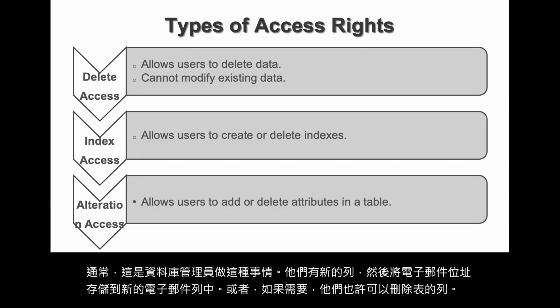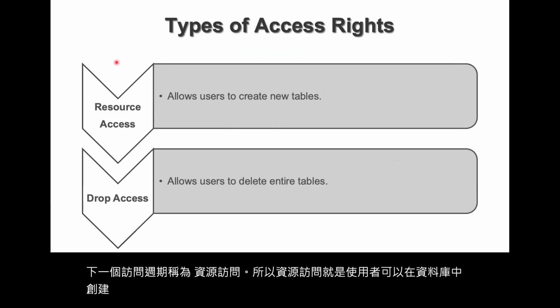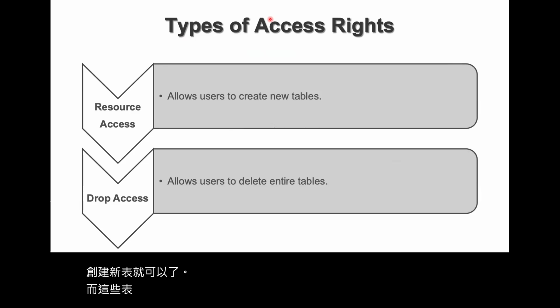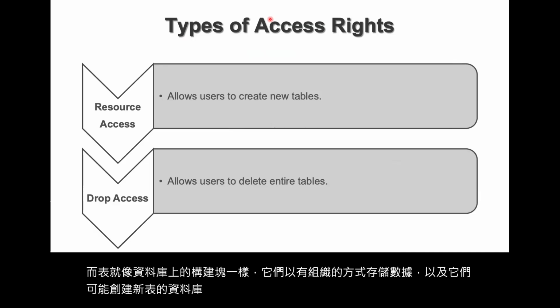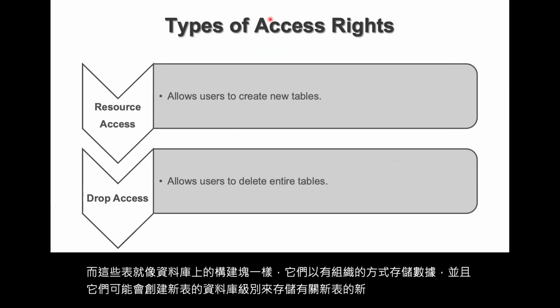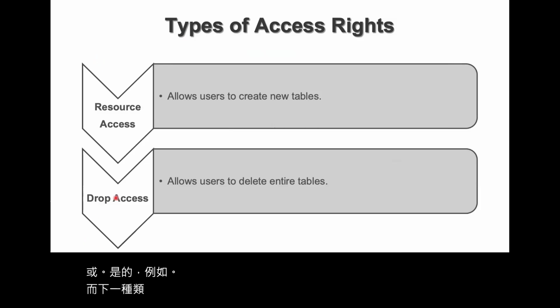The next type of access is called resource access. So resource access gives the users the ability to create new tables in the database. The tables are like building blocks of the database, they store data in an organized way. And the developer of the database might create a new table to store new information about new products, for example.